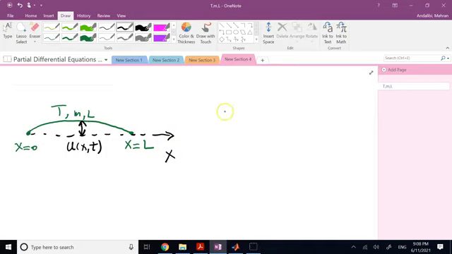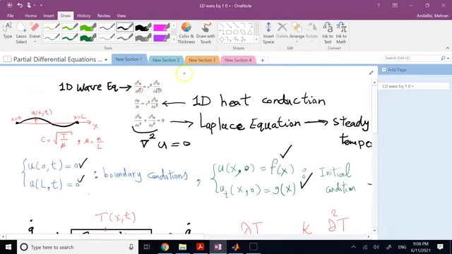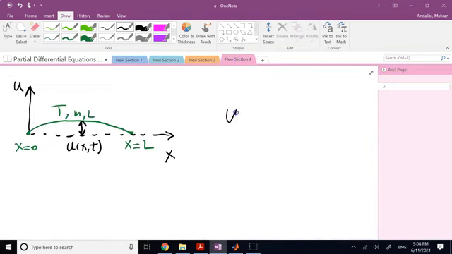Okay, so my equation clearly is what? The second partial derivative with respect to time. So my equation is u_tt equals c squared u_xx, and c squared, if you remember, was T over m over L, so it is T L over m times u_xx. This is the governing PDE.